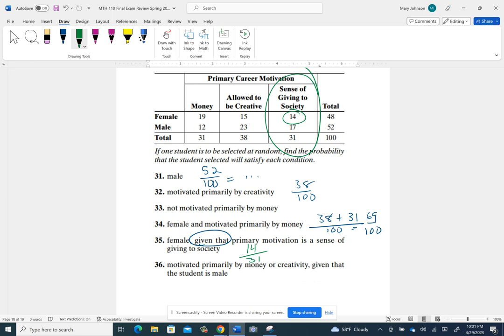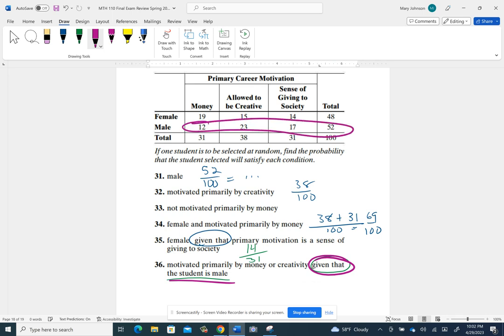You restrict yourselves to just looking at that portion of the chart that has to do with giving to society. On this one, the given that statement says the student is male. Let me change to purple. So for that one, you're going to be focused on the male students, and motivated primarily by money would be 12 of them out of the 52 male students. So what's after the given that statement, that's your denominator. And then you reduce also.